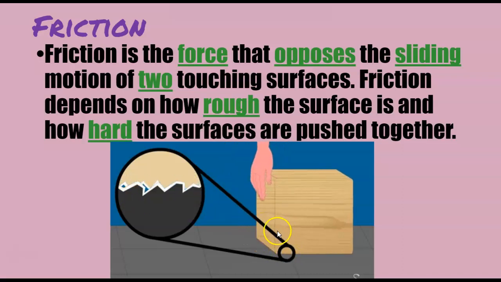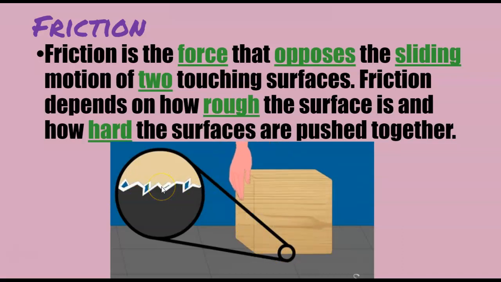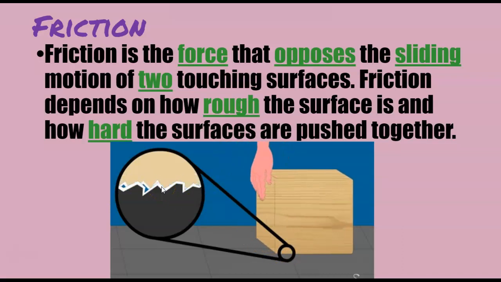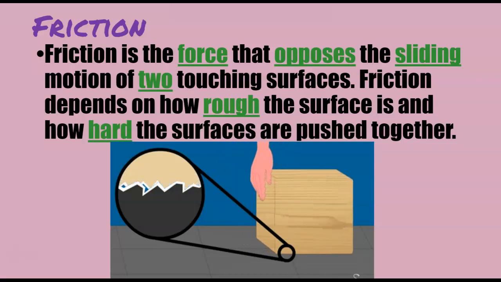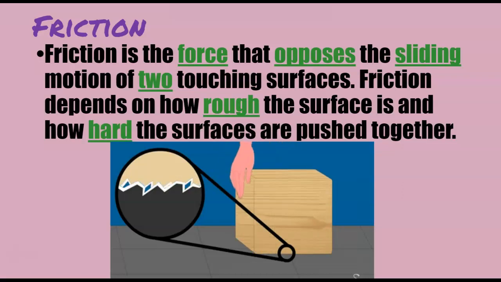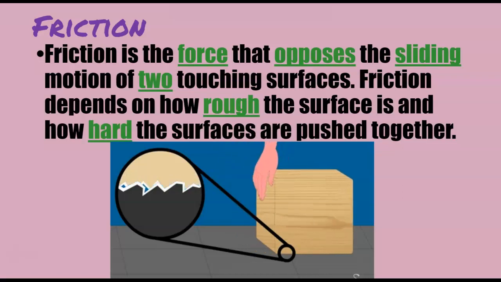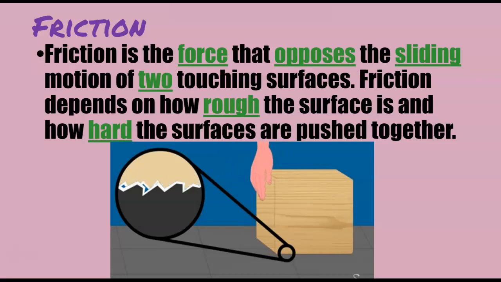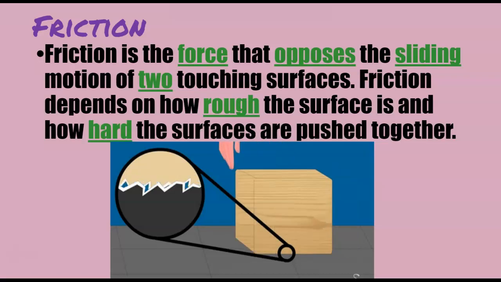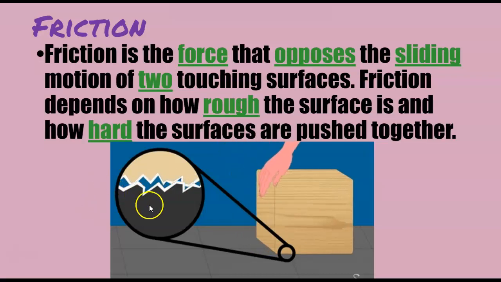So right here with this box being moved, you can see the surface of the floor, I believe, and the surface of the box, and how they're not exactly flat. You see, microscopically, it's a little bit rough. So friction is how much force opposes, how much of this goes against it.